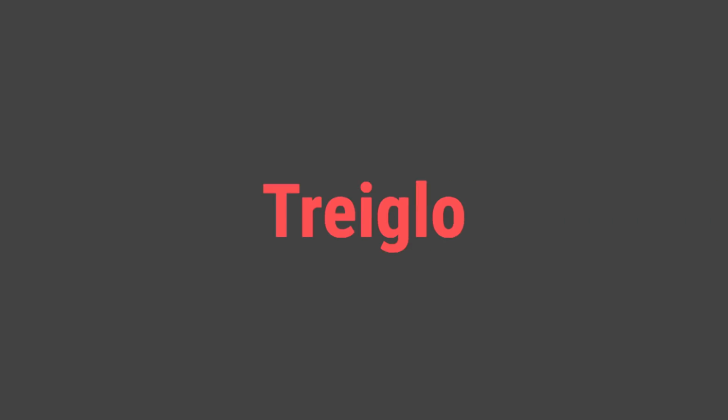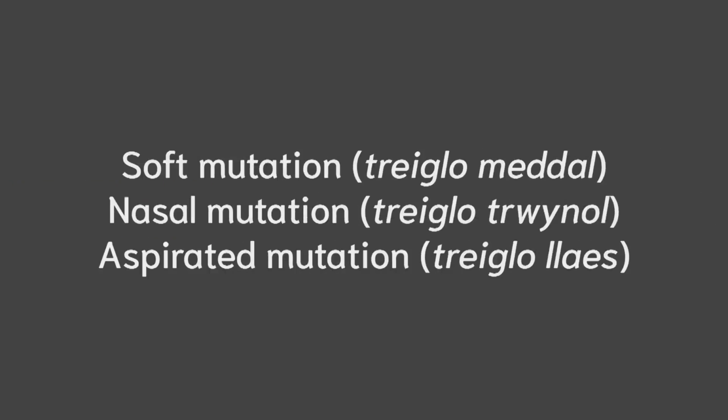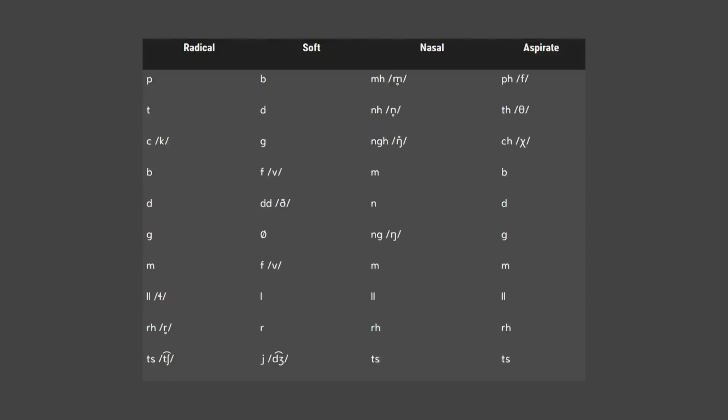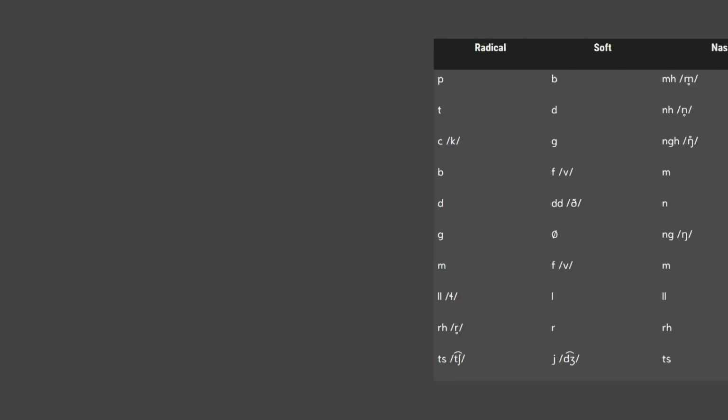There are three main types: the soft mutation, the treigl meddal, the nasal mutation, the treigl trwynol, and the aspirated mutation, treigl llais, all of which cause these mutations. And like Irish, many environments trigger these mutations. Links in the description. For example, the possessive "my" triggers nasal mutation.